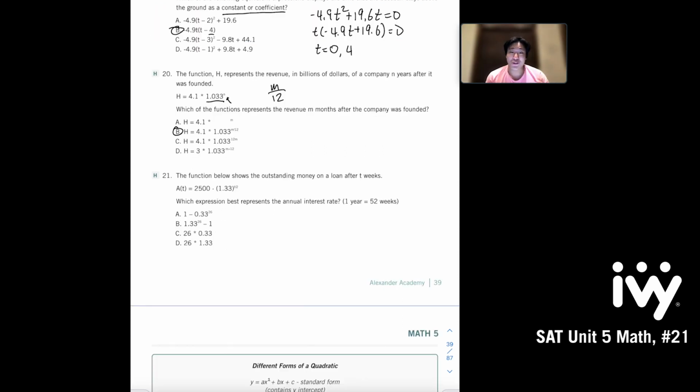Question 21 says, the function below shows the outstanding money on a loan after t weeks. Which expression best represents the annual interest rate, where 1 year equals 52 weeks? Since our unit of time is t weeks, but we are looking for the annual interest rate, that means t is equal to 52. These are units of time. We plug that in, and we're left with 2,500 times 1.33 to the 52 over 2, or 26, as our expression. However, we are just looking for the annual interest rate, which means we'll get rid of the principal. So we're left with 1.33 to the 26th.